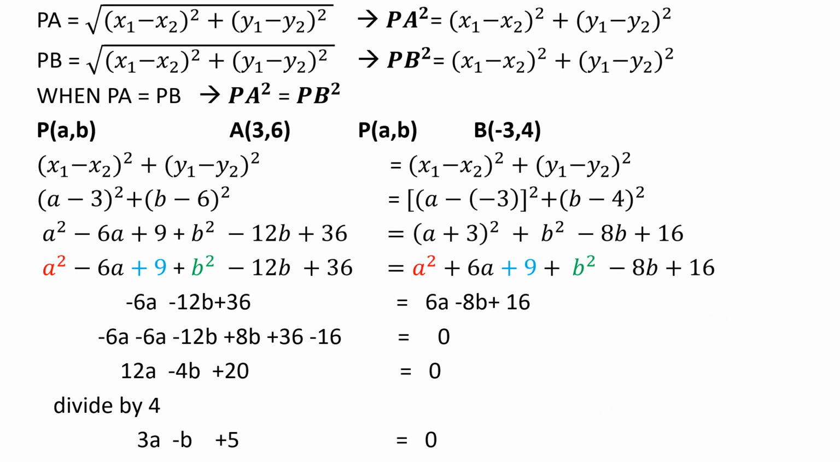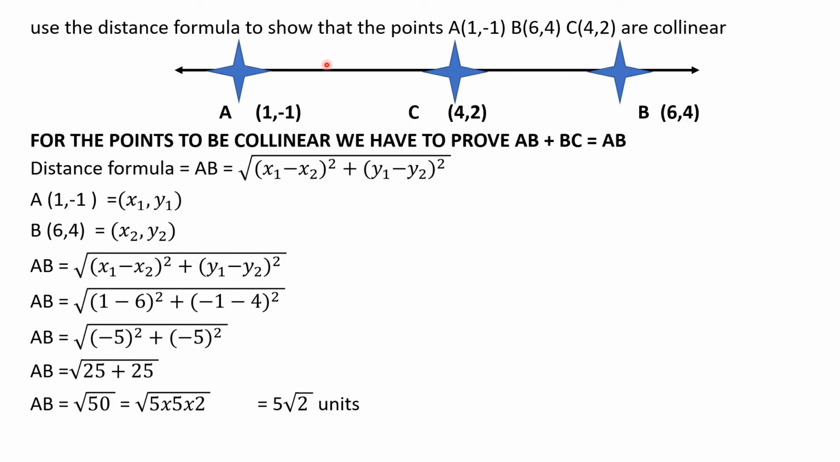Now we'll go to the next one. Prove using the distance formula that the points are collinear. So first you have to take A equal to 1 comma minus 1, C equal to 4 comma 2, B equal to 6 comma 4. Collinear means they are in the same line. That is, when you add the distance of AC and CB, you will get AB. So find out AB first. When you find out AB, you will get the distance of AB is 5 root 2.